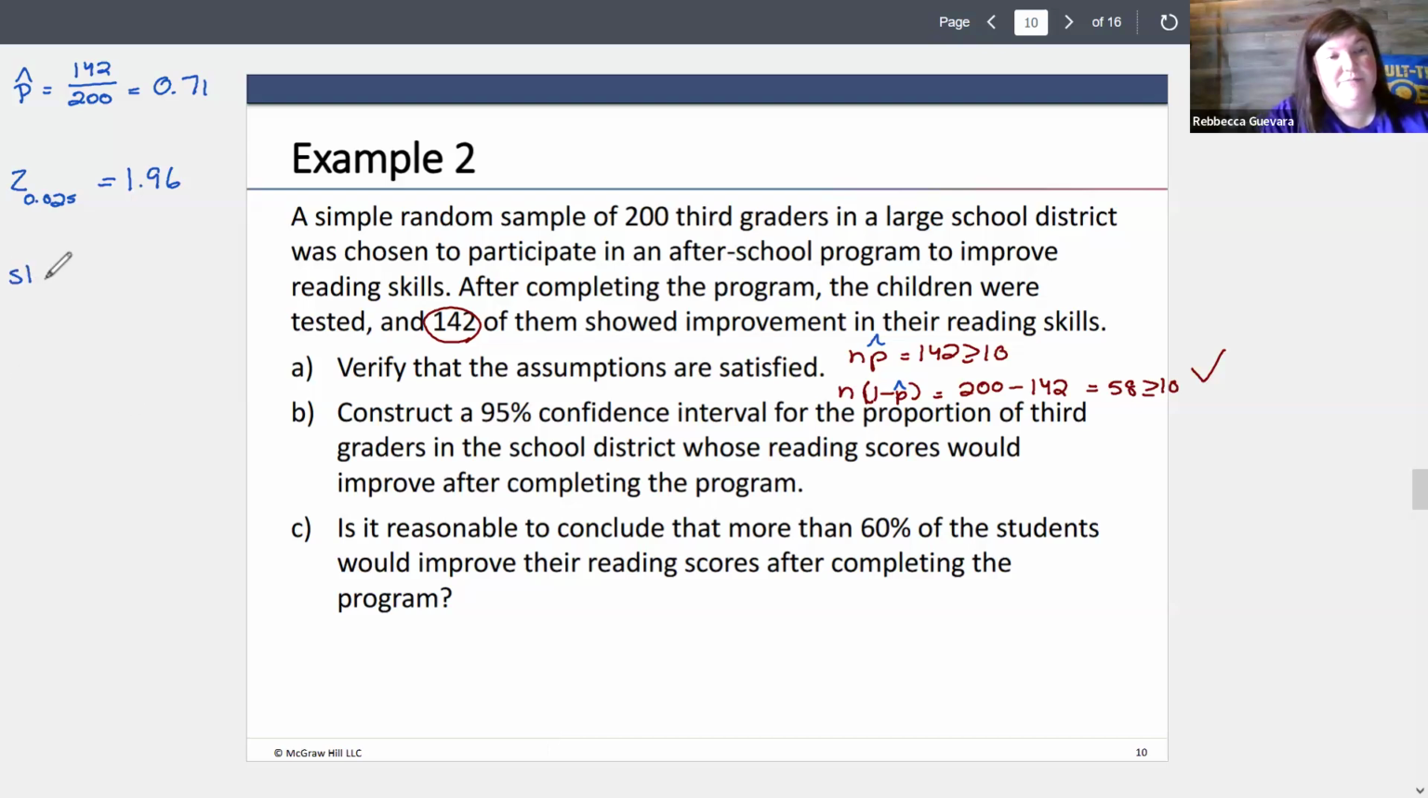My standard error is going to be the square root of 0.71 times 1 minus 0.71, divided by my sample size of 200. That is going to give me roughly 0.032.